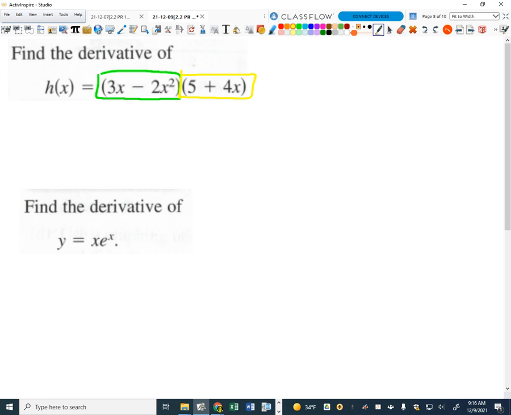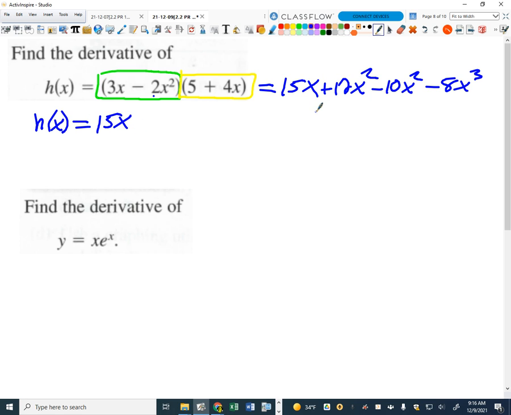Distribute, right? If we just FOIL this out, what do we get? 3x times 5 is 15x. 3x times 4x is plus 12x squared. Negative 2x times 5 is negative 10x squared. And negative 2x squared times 4x is negative 8x cubed. So I could rewrite h of x as 15x, if I combine like terms, plus 2x squared minus 8x cubed.